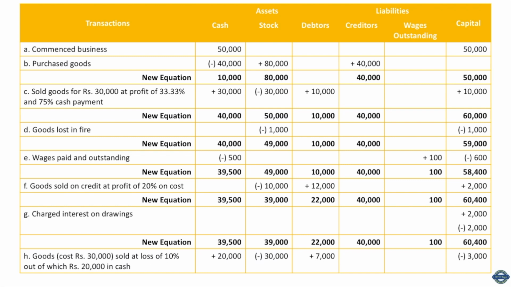So we will add cash for the inflow of cash and we will add rupees 7,000 that is yet to be received in the debtors column. Please check the final equation, whether the accounting equation stands true. The total of assets should be equal to the liabilities and capital.